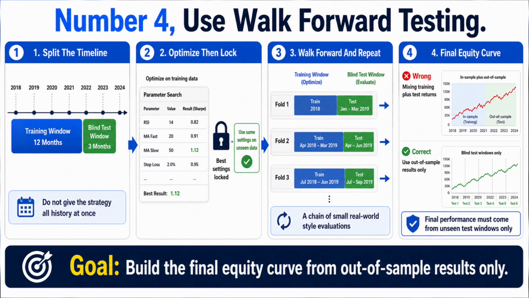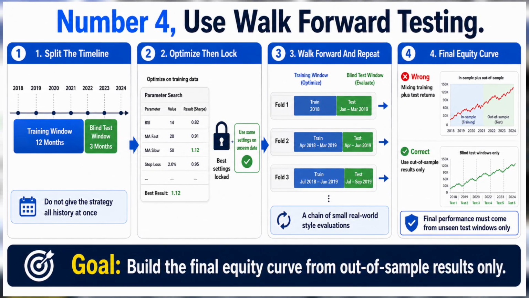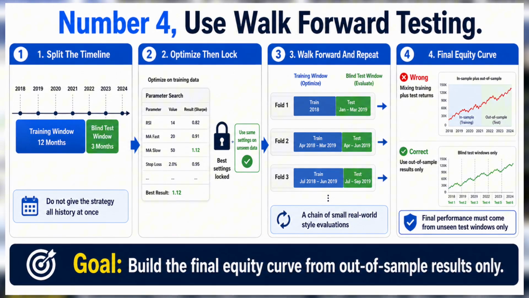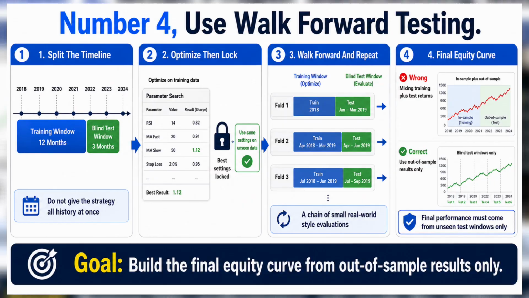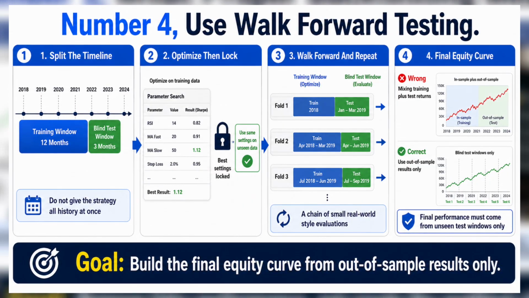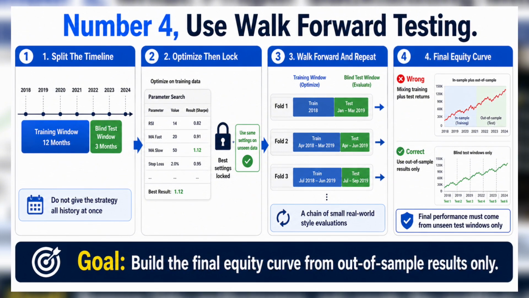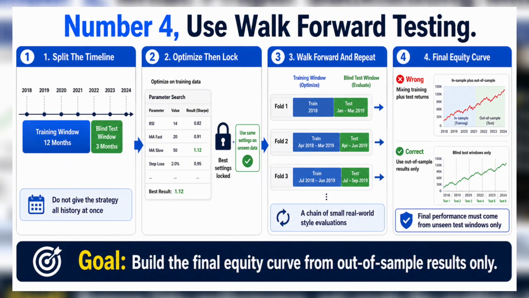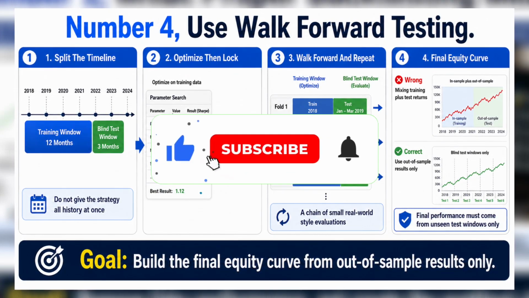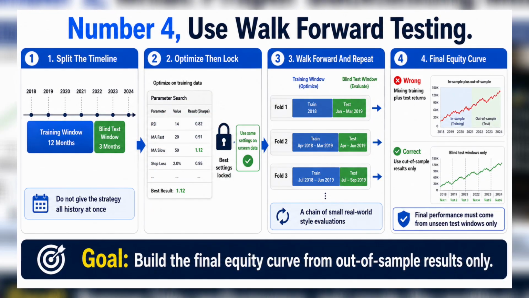Number 4, use walk-forward testing. This is the core process. Instead of giving the strategy all historical data at once, you break the timeline into rolling windows. A practical example is a 12-month training window followed by a 3-month blind test window. During the training period, the strategy is allowed to search for the best parameters. Once those settings are selected, they are locked. Then the exact same settings are tested on the next 3 months of data that were not used during optimization.